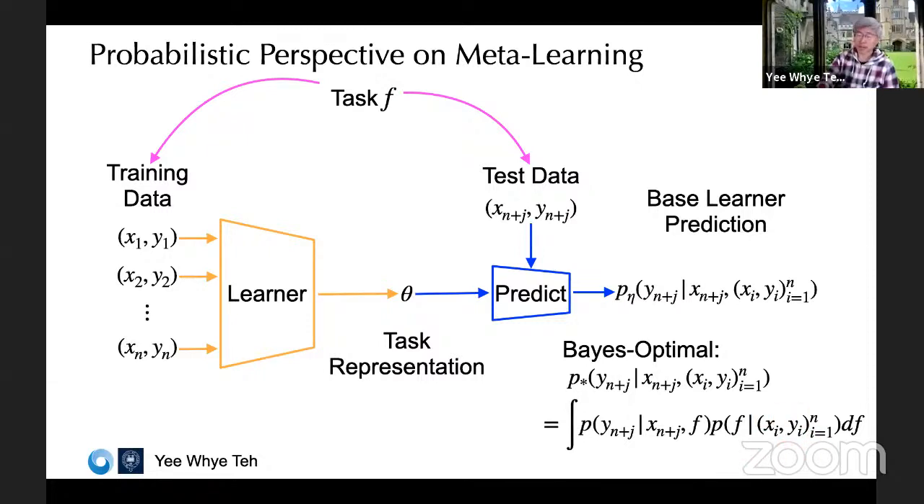Okay. So the idea is that we are treating the whole thing here as a generative model where we have an unknown F, we observe the training data, and then we're gonna make a test prediction. And the best that we could do is, given the observed training data, we first compute the posterior distribution over F, and then given an individual F, we can then form a prediction of Y given a test input X. And the best that we could do is basically an expectation over this predictive distribution over the posterior over F.